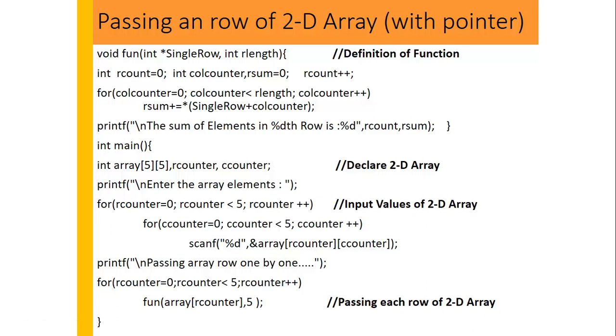Now the second scenario, the counter value is 1. So 1 will be added to single row, which is not actually 1 in terms of memory. In terms of memory it's 4 bytes, because an integer is 4 bytes. So it adds 4 bytes to it and moves to the address of the second element in the array, right? So single row, the address of the first element plus 1, moves the address to the second element, and then the star gives the element at that second position of the row. It will be added again to the sum variable, right? This way we'll get the sum of all the elements of the array, and then we print it.